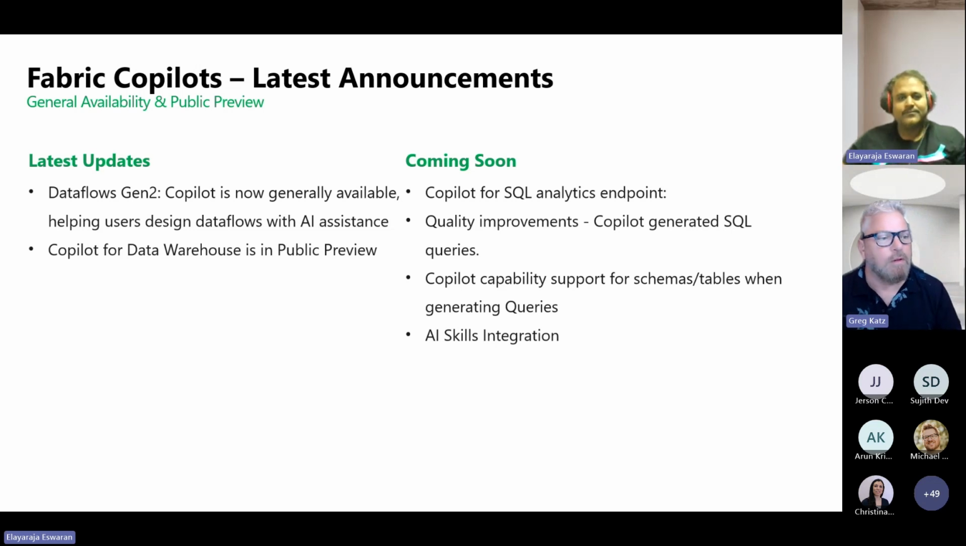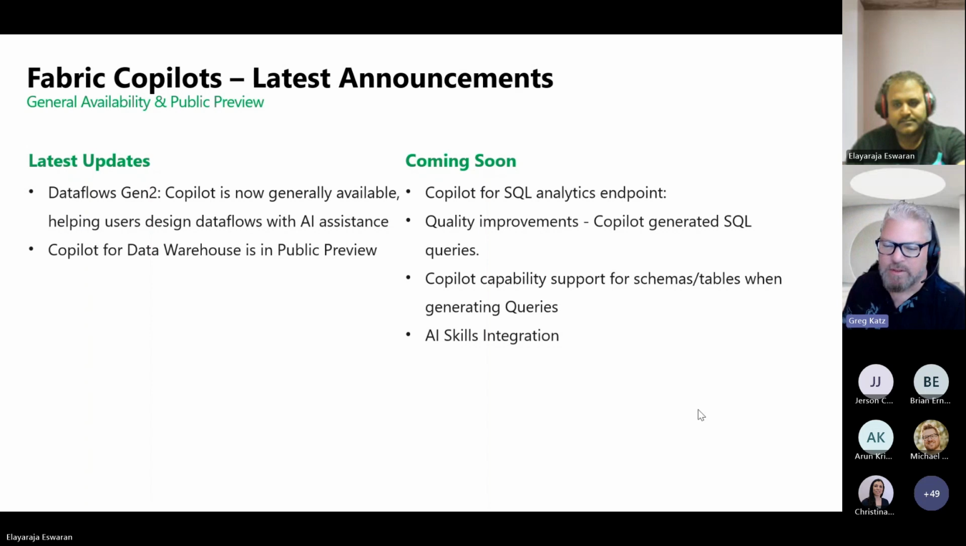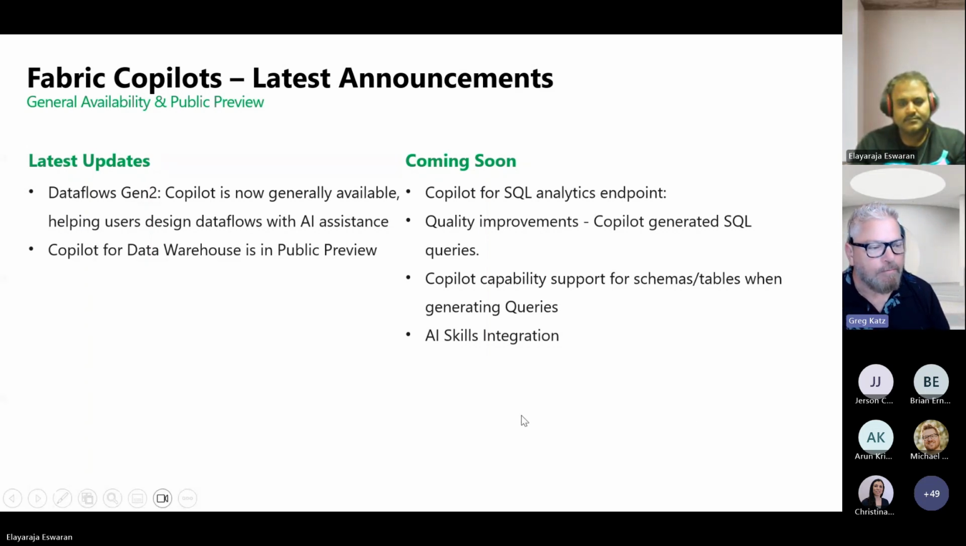Greg, over to you. Yeah, thank you. A couple of announcements that we made at FabCon that I think are really important to this audience. A couple of general availabilities: Copilot for Dataflow Gen 2, which Elia was talking about, and fast copy for Dataflow Gen 2. So looking at how we can significantly reduce the data processing time and improve the overall cost efficiency with Dataflow. That was a great opportunity for us to look at.